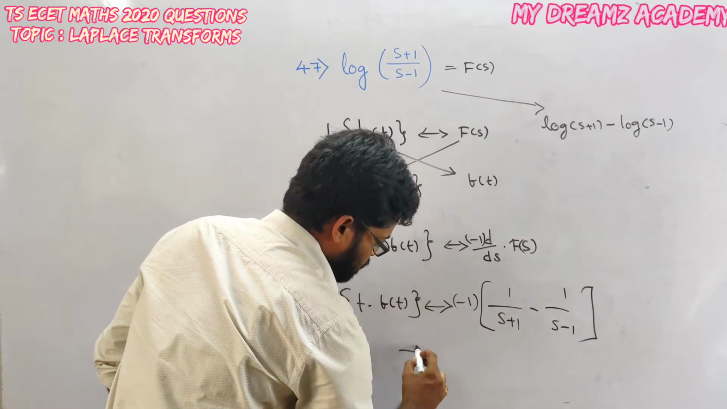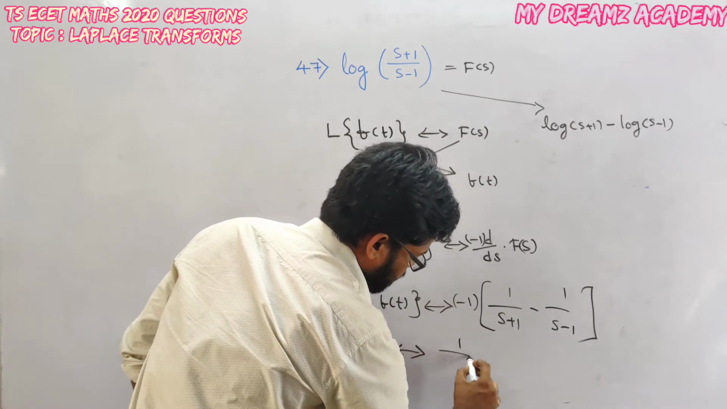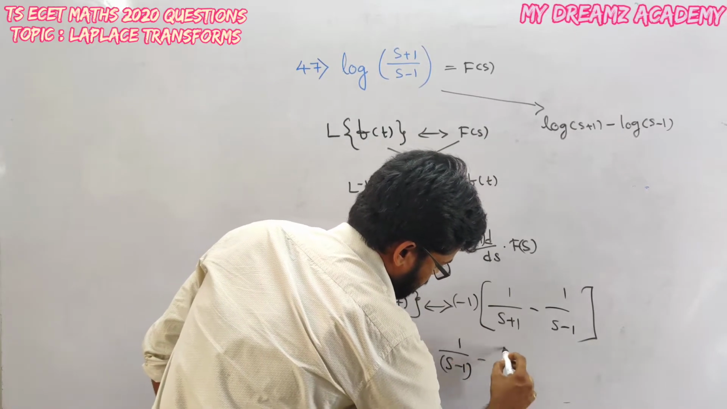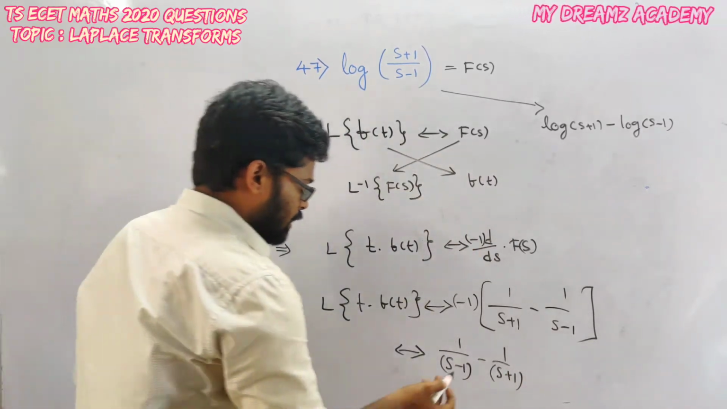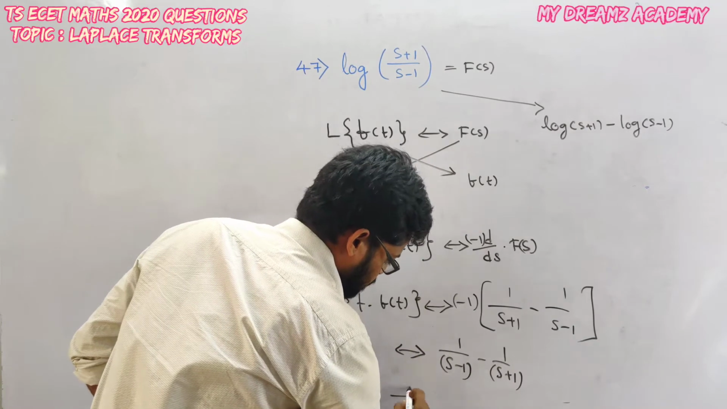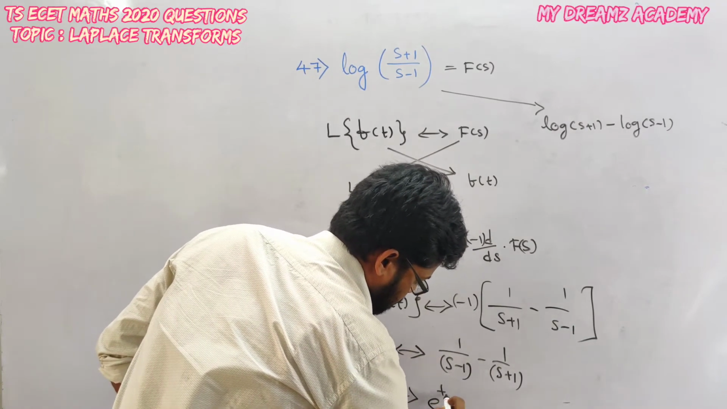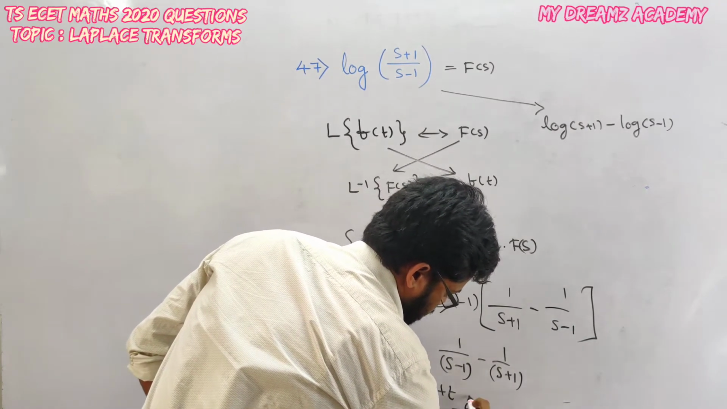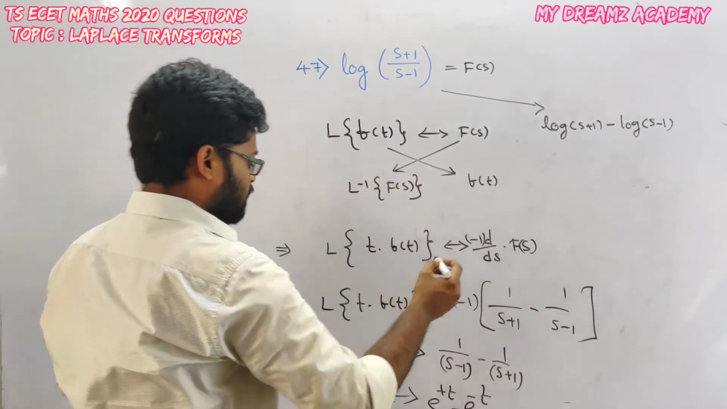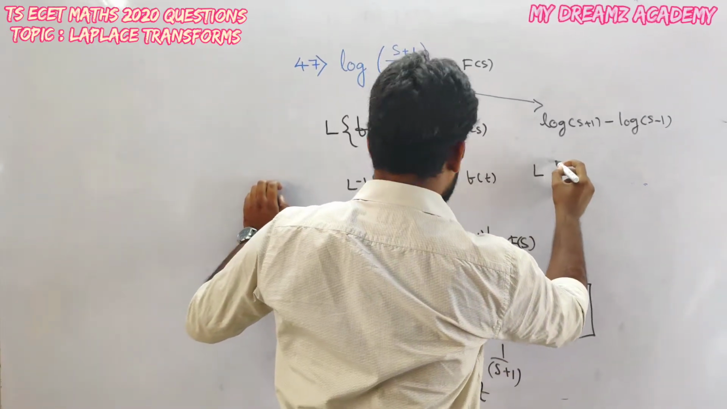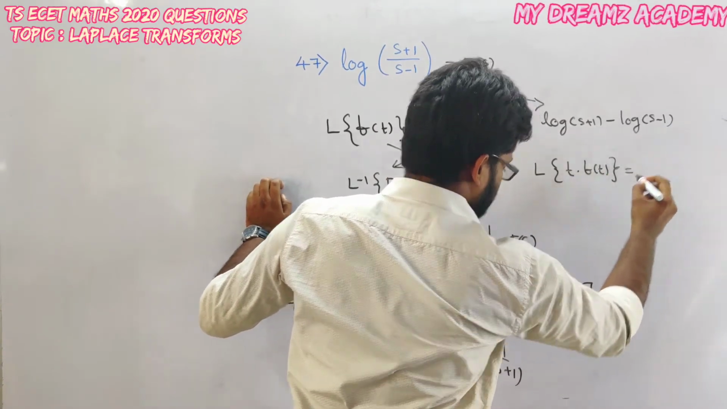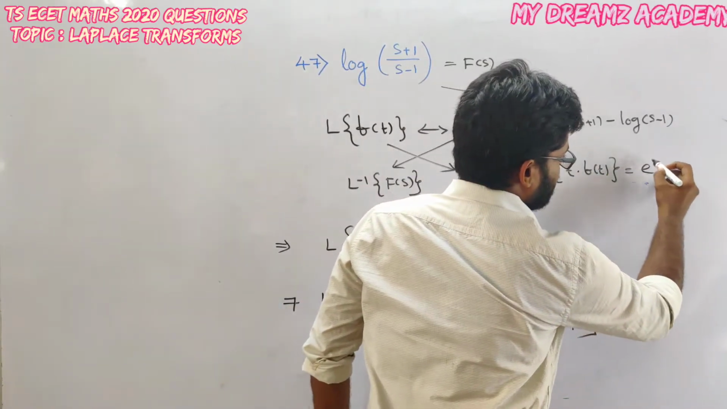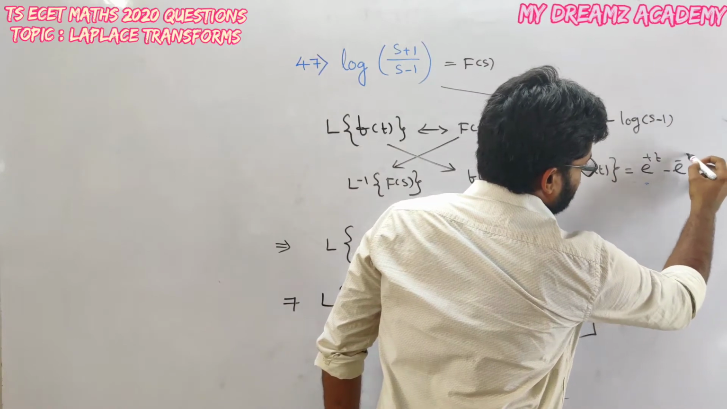Multiply minus 1 to that, it will become 1 by s minus 1 minus 1 by s plus 1. Now Laplace inverse of this one will give e to the power of plus t minus e power minus t. This total value is nothing but Laplace transform of t into f of t is equals to e to the power of t minus e to the power of minus t.